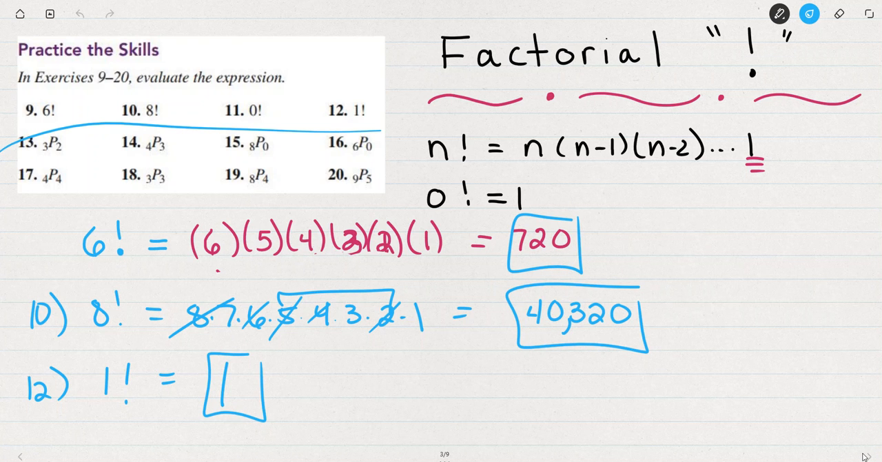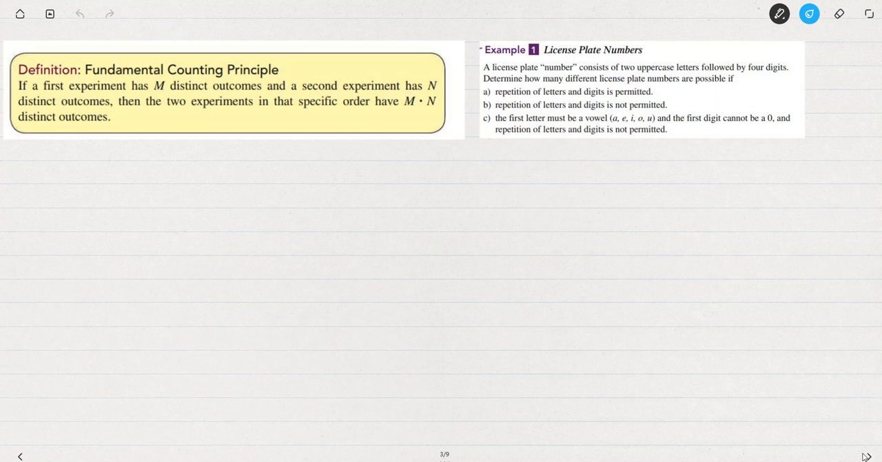Let's move on to what a permutation is. And to calculate a permutation, we want to first start with the fundamental counting principle, which we introduced earlier in the chapter. It's a reminder that if a first experiment has m distinct outcomes and a second experiment has n distinct outcomes, the two experiments in that order have m times n distinct outcomes. So let's look at how we can use that to calculate the answer to number 1.